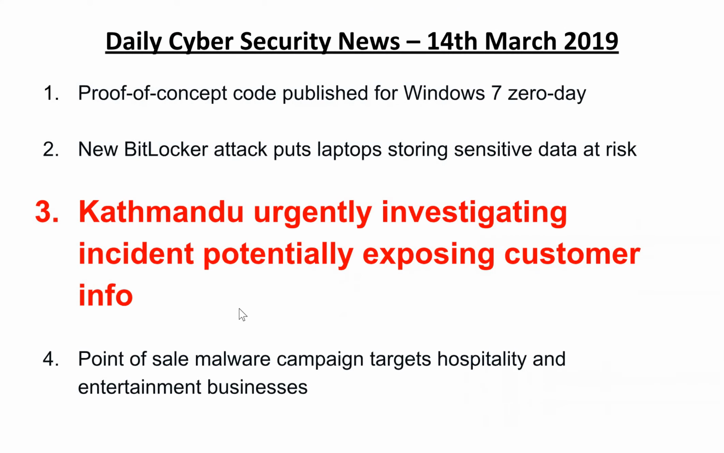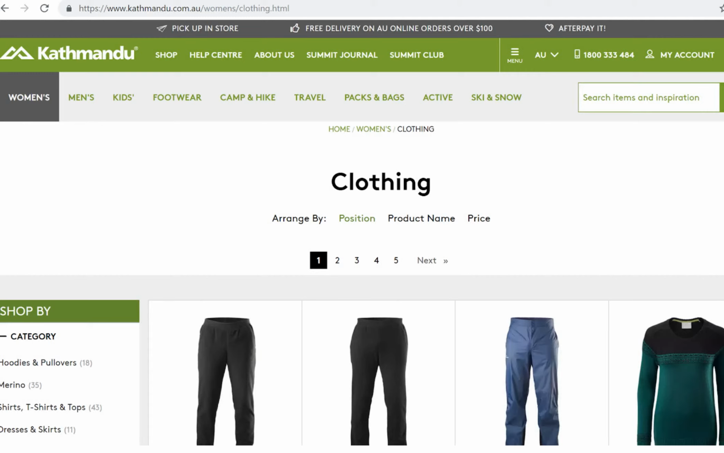Okay, moving on to the next news, which is Kathmandu urgently investigating incident potentially exposing customer info. So Kathmandu, which is a New Zealand-based company, but has stores in Australia, New Zealand, Europe, and the USA, seems to be impacted by an online card skimming attack, which is very popular these days, where attackers are trying to steal the card information. It used to be earlier in the ATM machines or POS machines where they do the skimming, but now it's more online. So this outdoor clothing retailer, Kathmandu Holdings, has confirmed that it is currently conducting an urgent investigation into a security incident that may have captured the personal information of customers.